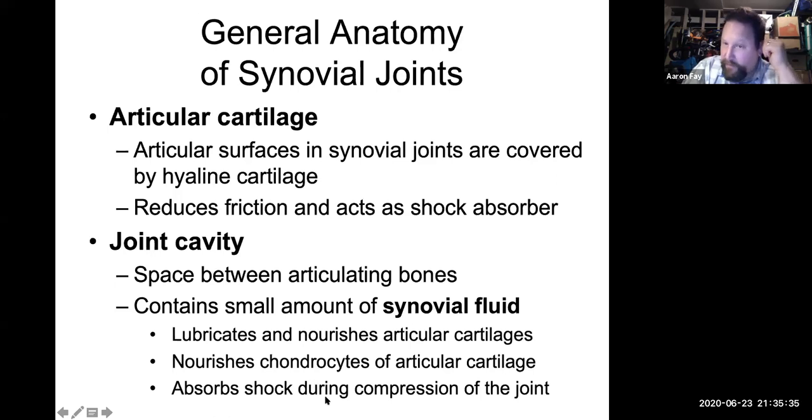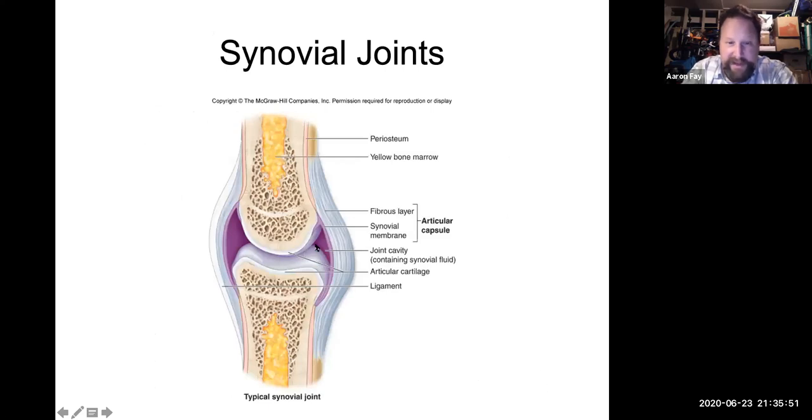Now, synovial fluid plays more roles than simply lubrication, but will actually nourish chondrocytes in the articular cartilage. And will actually act as a shock absorber itself. So the cells out here in the articular cartilage, particularly the ones at the superficial layer, you can't get blood vessels in here. So they're going to have to get their nutrients and oxygen from another source, and they will actually get it from the synovial fluid.